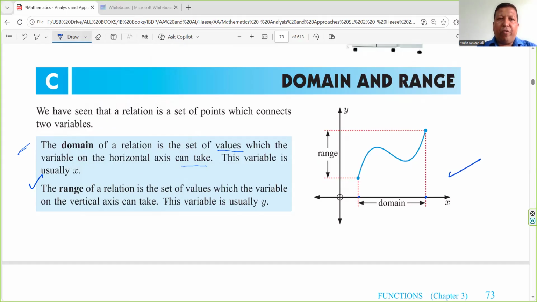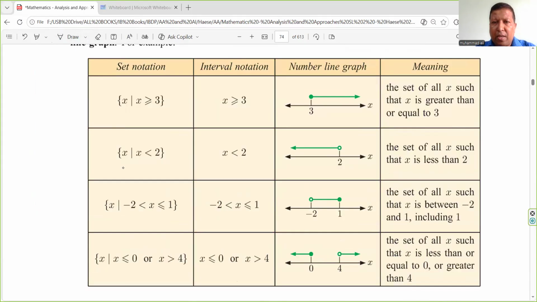The range of a relation is the set of values which the variable on the vertical axis can take. The variable is usually y. So if you observe this graph, from here to here, the y value is the range. So now we try to see some examples.